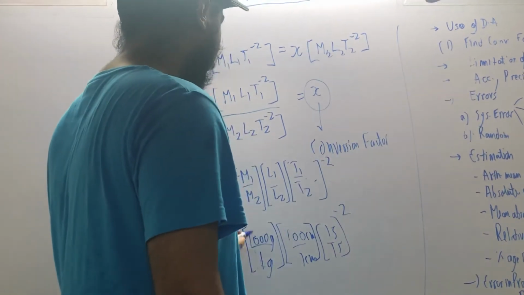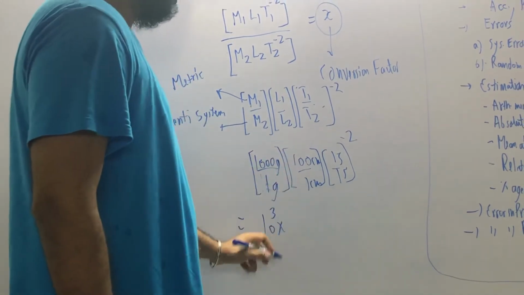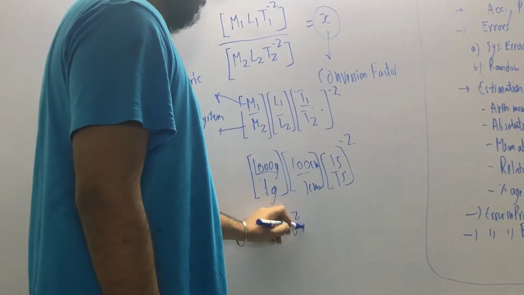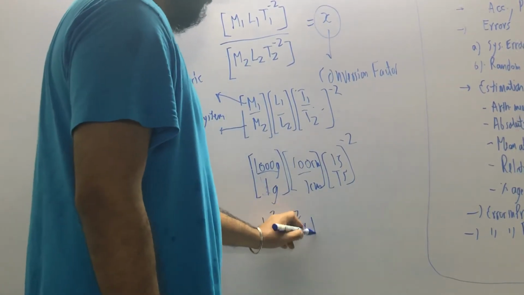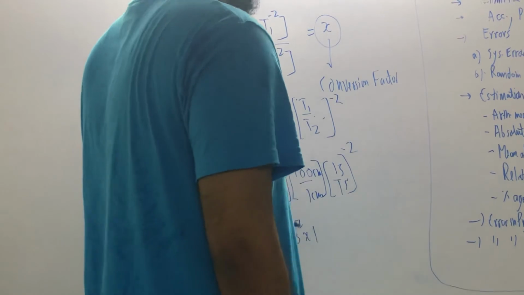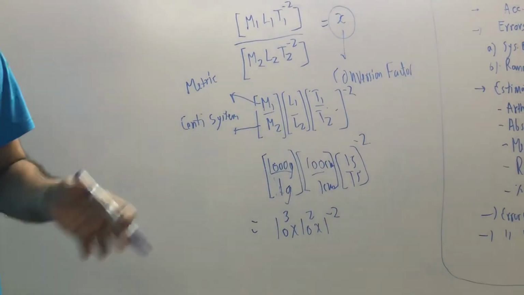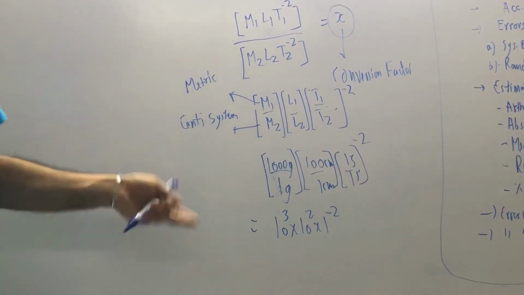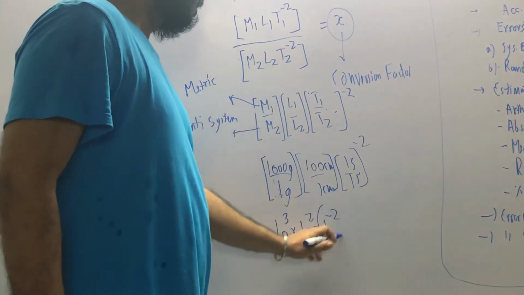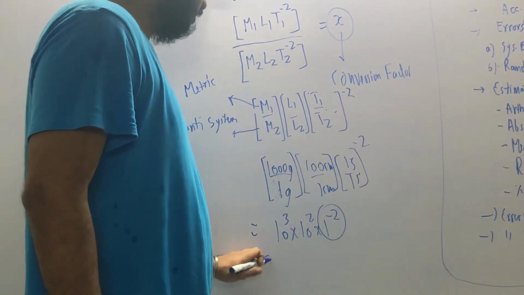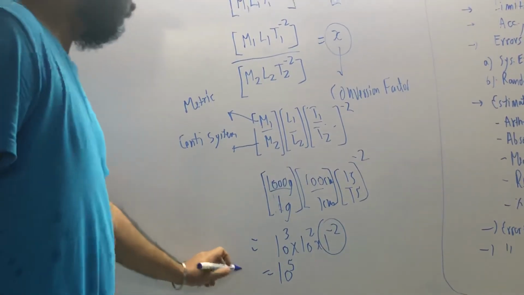So 1000 upon 1 is 10 raised to the power 3, into 100 upon 1 is 10 raised to the power 2, into 1 upon 1 is 1 raised to the power minus 2. Anything raised to the power of 1 is always the same number. So you can leave this, so this will be 10 raised to the power 5. So x is 10 raised to the power 5.